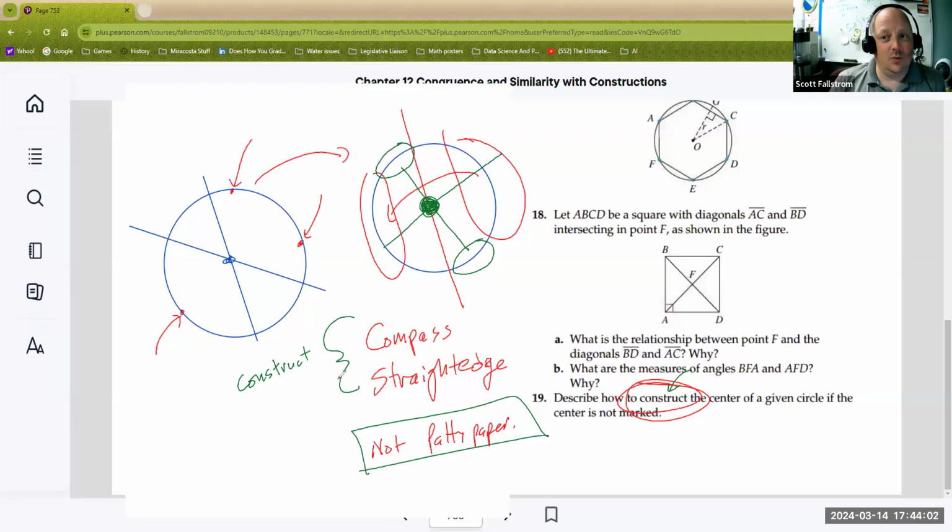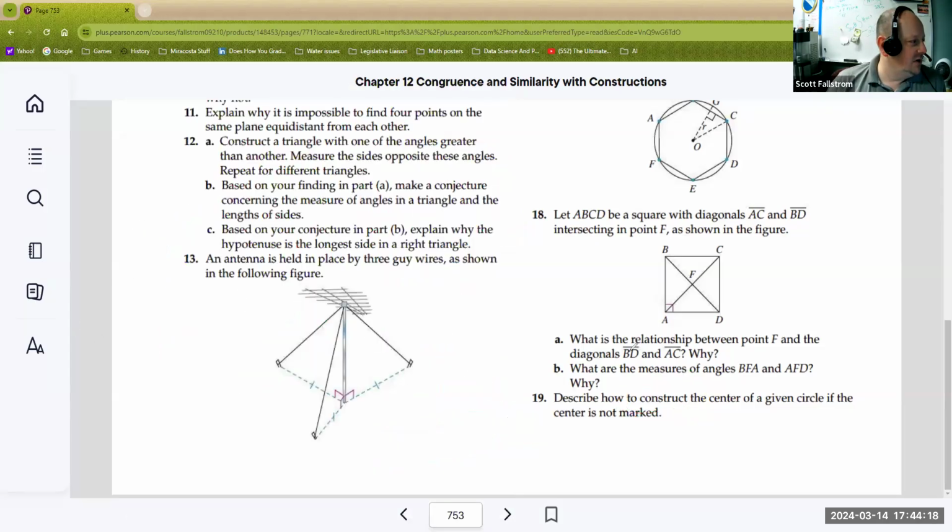If I want you to use anything else, I will be very clear. I will say build this or construct this using patty paper, or construct this using only a ruler, something like that. But your default is if it says construct, we're going to use a compass and a straight edge. So there's my hint for number 19.